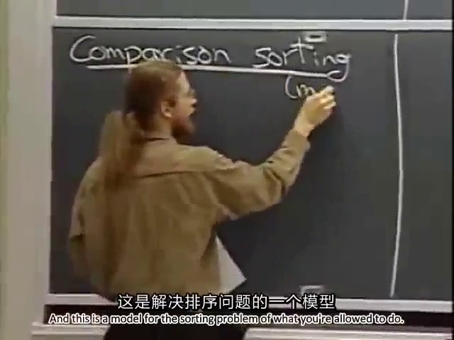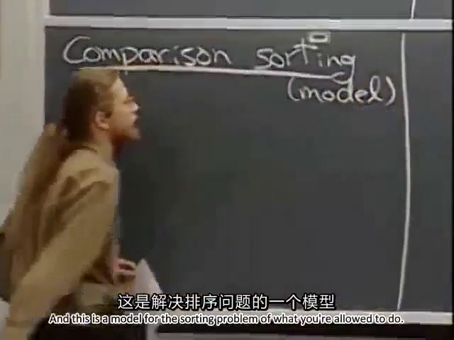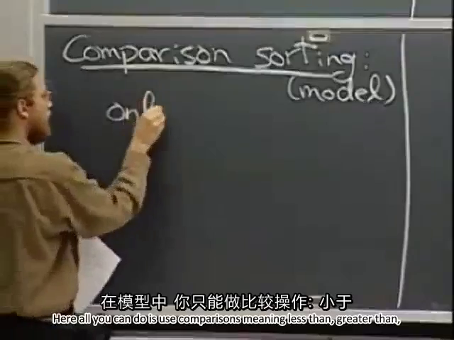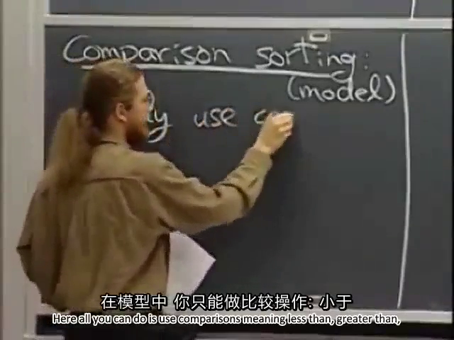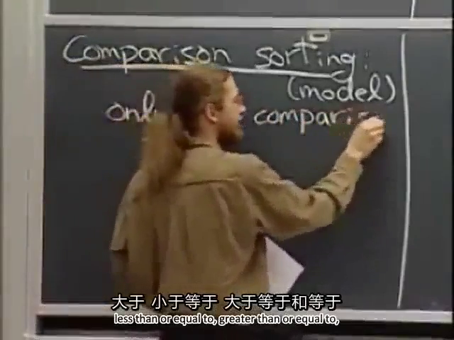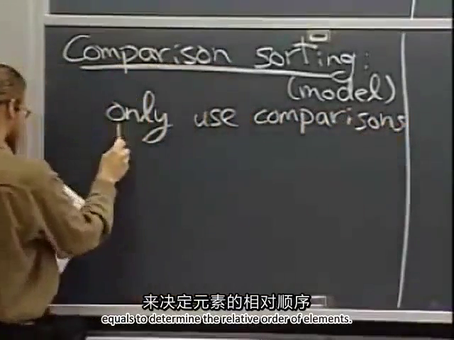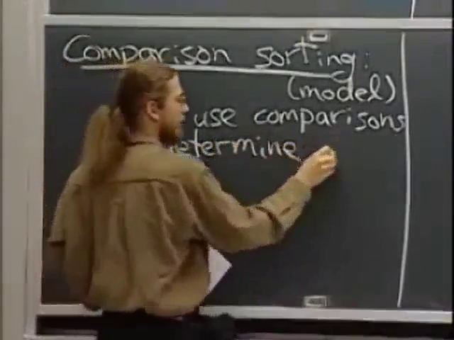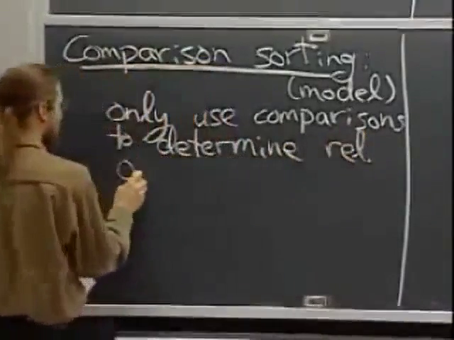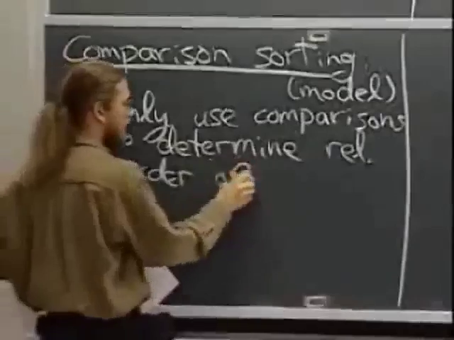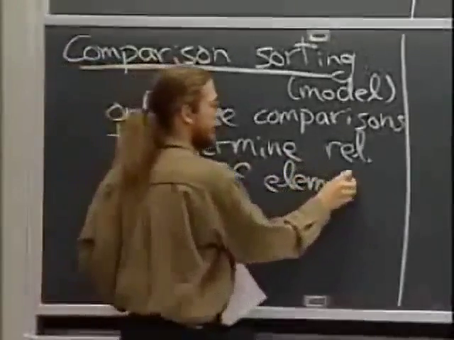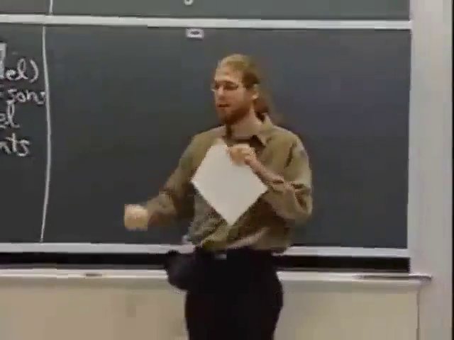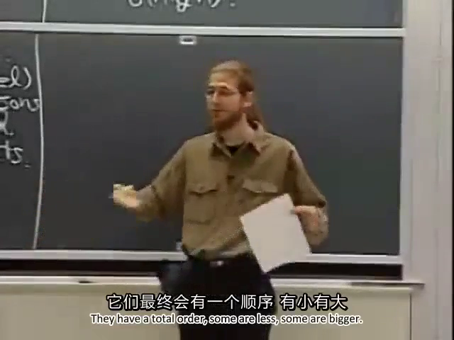And this is a model for the sorting problem, what you're allowed to do. Here all you can do is use comparisons, meaning less than, greater than, less than or equal to, greater than or equal to, equals, to determine the relative order of elements. This is a restriction on algorithms. It's in some sense stating what kinds of elements we're dealing with. They're elements that we can somehow compare. They have a total order. Some are less, some are bigger.